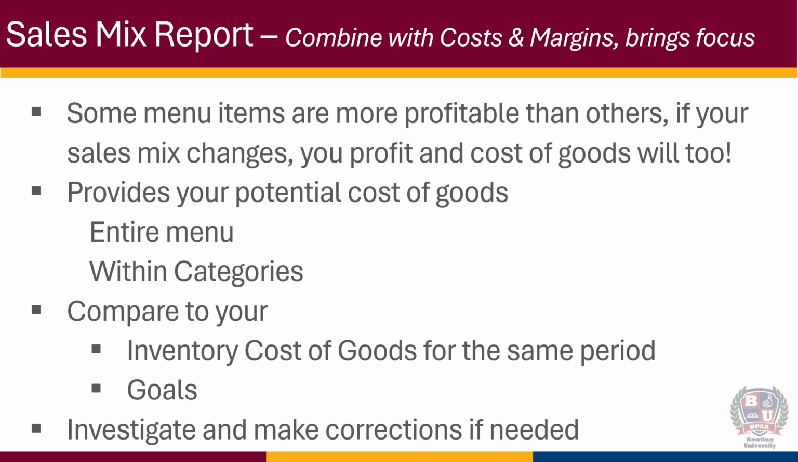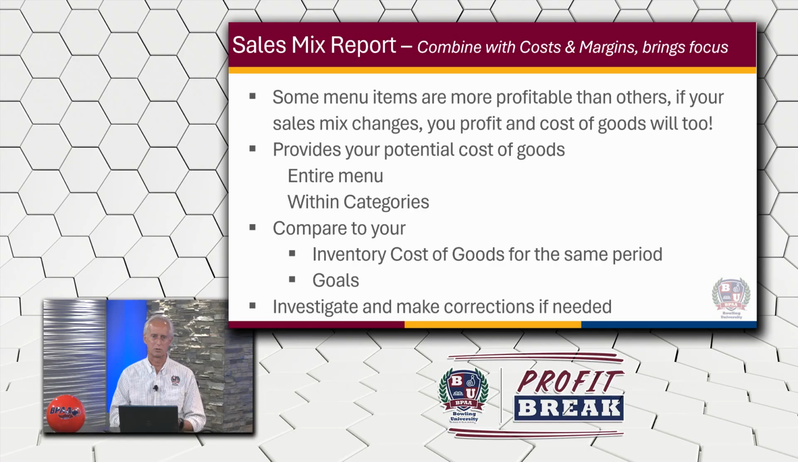Okay. Now, where it really gets interesting is the sales mix report is something you can generate and you look at it. That will grow into other reports. Okay. When you combine it with your costs, so your menu item costs and your menu item profit margins for each of those items, that's really going to bring it into focus on how your menu is performing. Because simply some items are more profitable than others.